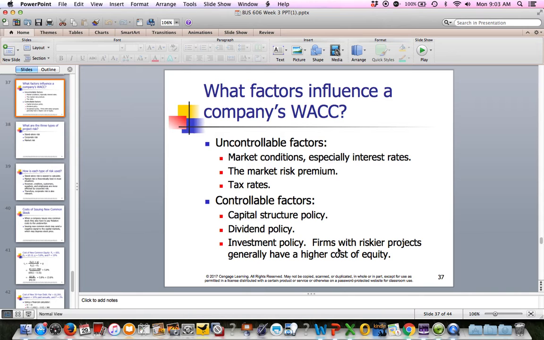Firms with riskier projects generally have a higher cost of equity. Okay, so if I choose riskier projects to invest in, I will have a higher cost of equity. If I choose safer projects to invest in, that will come down. Most companies do a combination. As they look to grow and expand, they'll take on some riskier projects, they'll take on some fairly safe projects in some combination. But you just never know. Some companies are more aggressive than others, depending on where they're at in their growth cycle, what their competition is like, what the economy is like, and so on. But companies do influence their WACC, and so there's a lot about it that they can control, but a few things that they can't control.